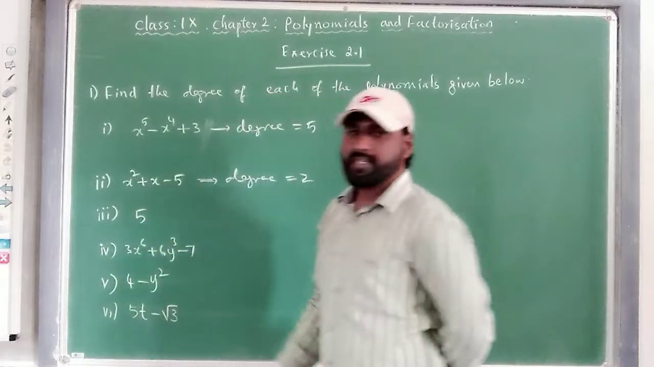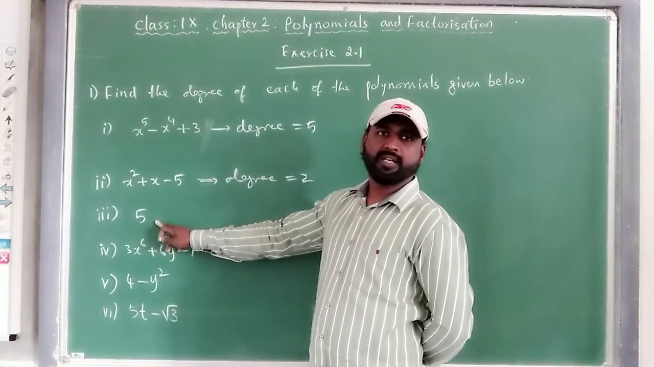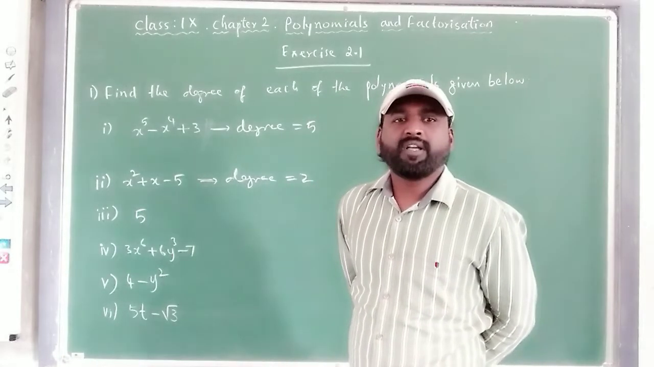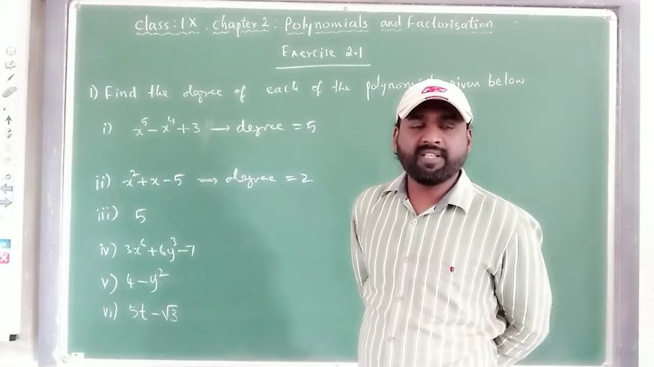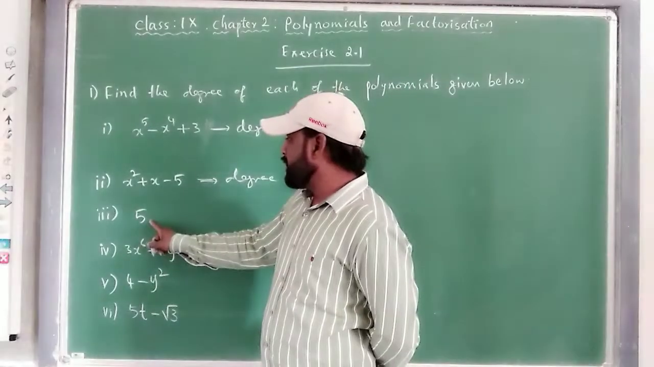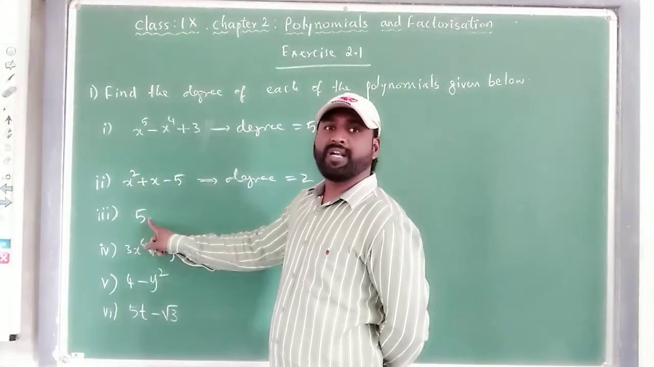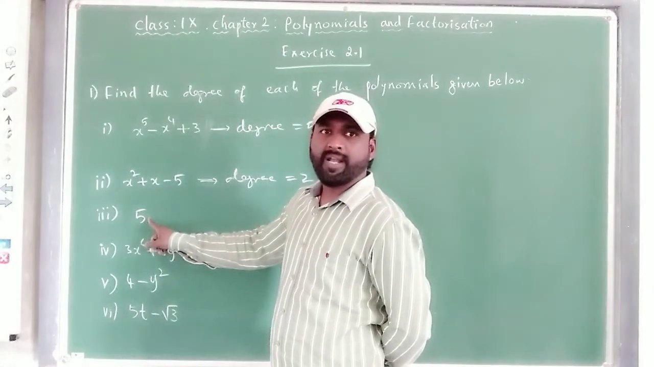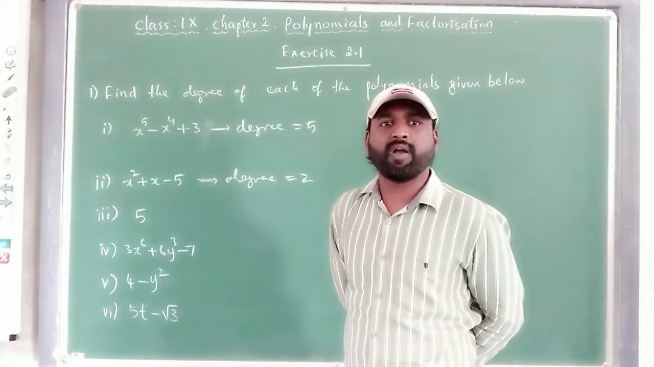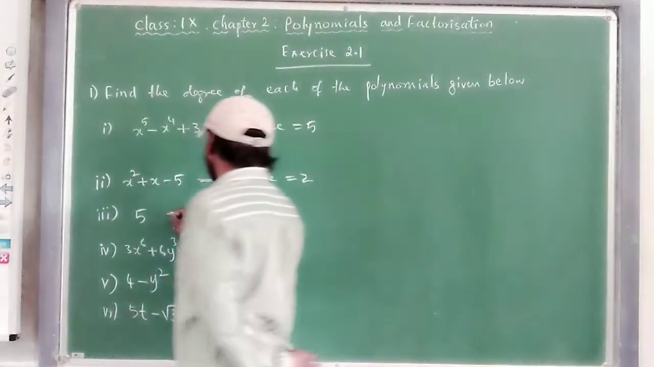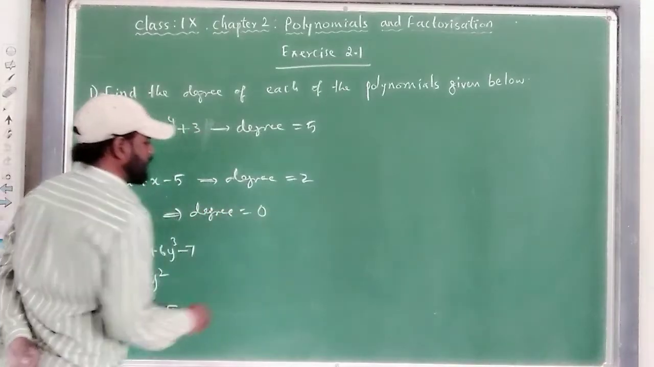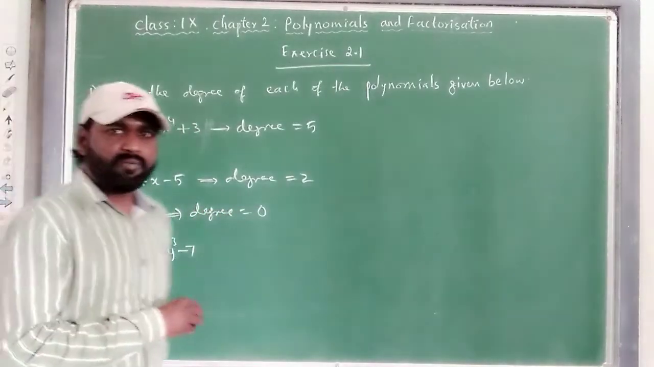Here you see the third one, there is no variable at all. This is called a constant polynomial, because the variable is not there. If the variable were there, its exponent would be 0. That is why you cannot see the variable. Here 5 is there, means you can keep any variable, but the exponent of that variable is 0. That is why, always remember, the degree of a constant polynomial is 0. For a constant polynomial, what is the degree? 0.